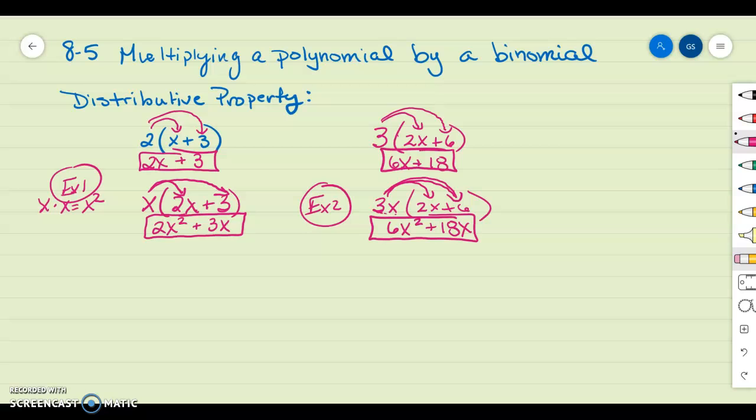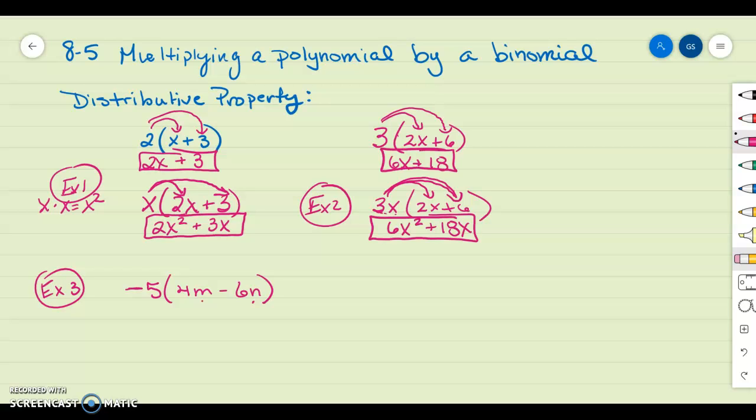Okay. Let's do example 3. Please pause if you're having difficulty keeping up. You can always stop the video and write stuff down. All right. Example 3. Negative 5 times 4m minus 6n. Okay. This is the old distributive property. It just happens to have 2 variables inside the parentheses.